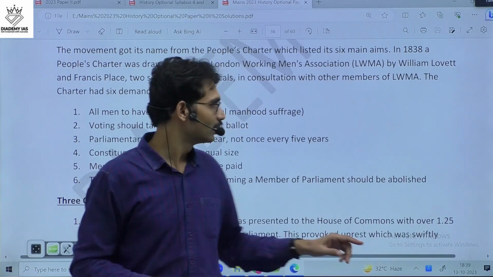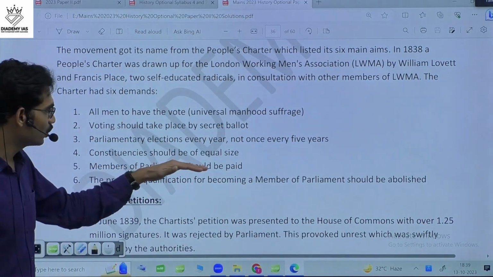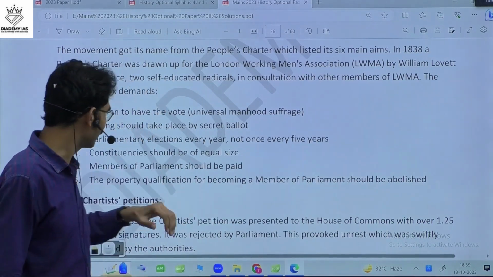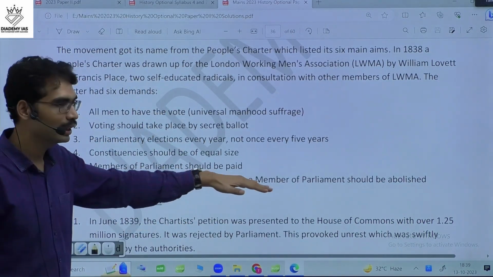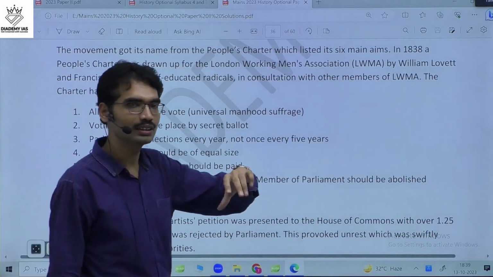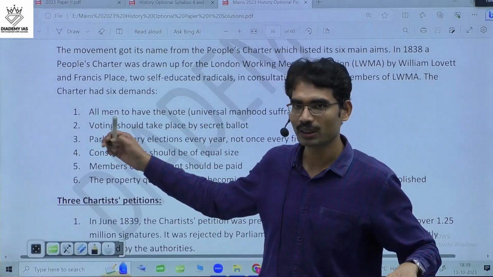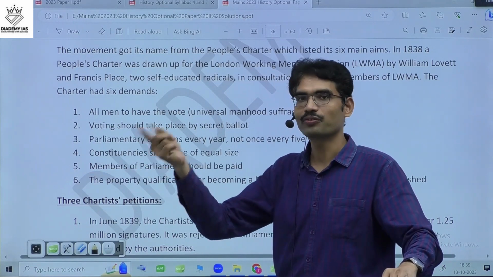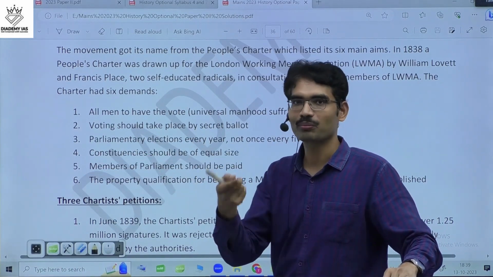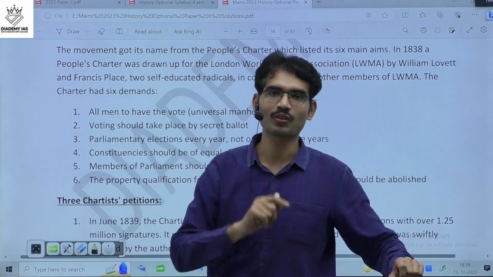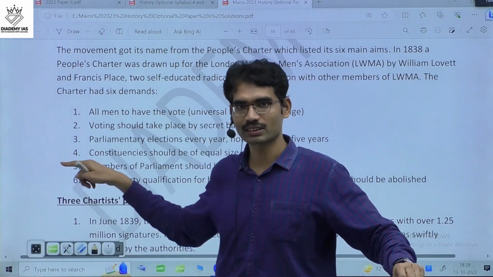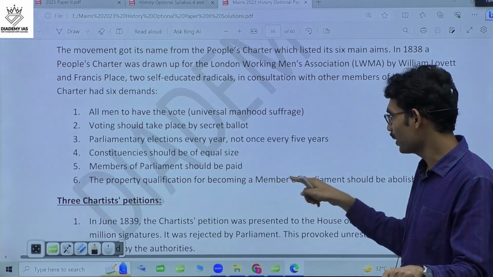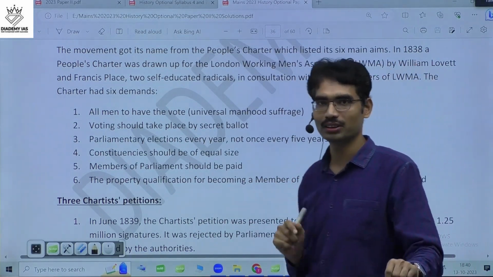Next, the fourth one, constituencies should be of equal size so that equal representation will be there. Members of parliament should be paid, so that they will not get involved in corruption. Or if members of parliament are from the working class or lower section, they will at least get a salary. Another one: the property qualification for becoming a member of parliament should be abolished.